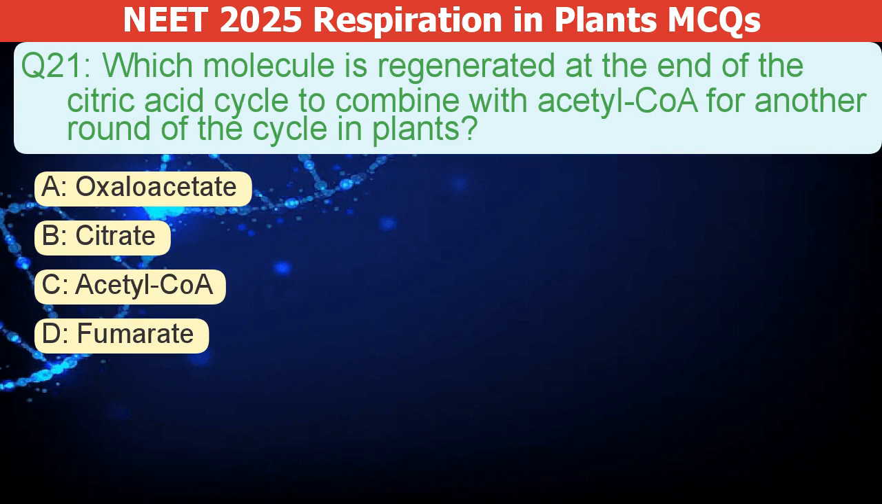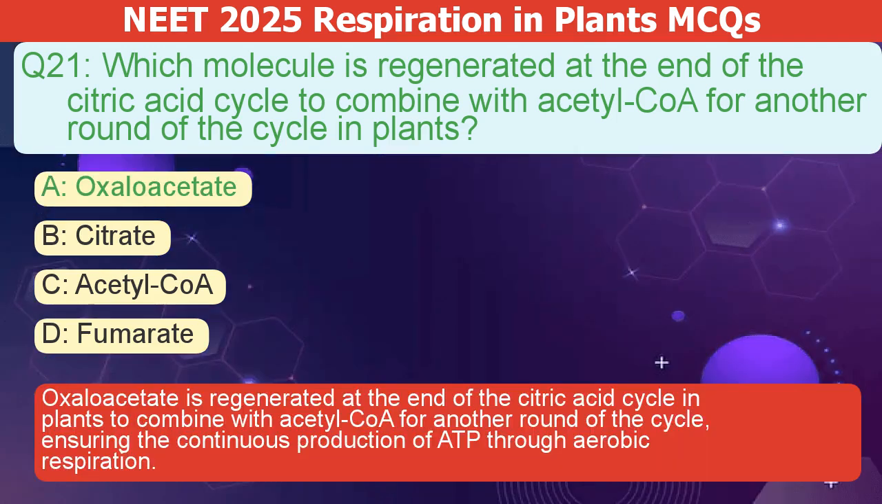Which molecule is regenerated at the end of the citric acid cycle to combine with acetyl-CoA for another round of the cycle in plants? A. Oxaloacetate. B. Citrate. C. Acetyl-CoA. D. Fumarate. The correct answer is A. Oxaloacetate is regenerated at the end of the citric acid cycle in plants to combine with acetyl-CoA for another round of the cycle, ensuring continuous ATP production through aerobic respiration.